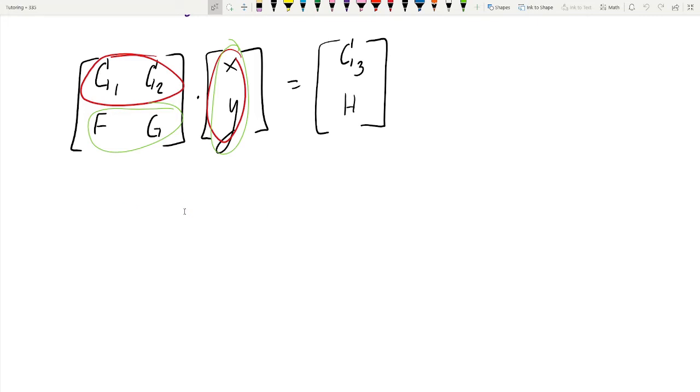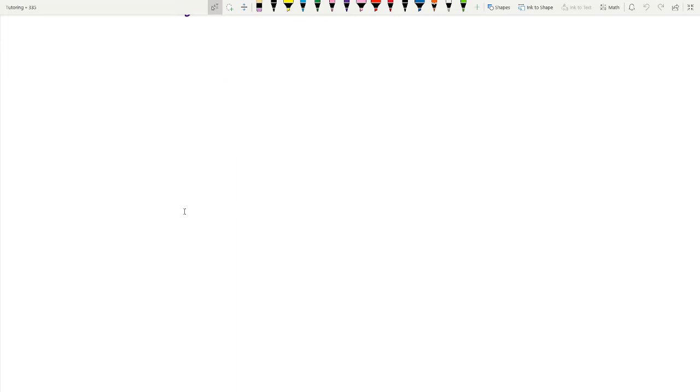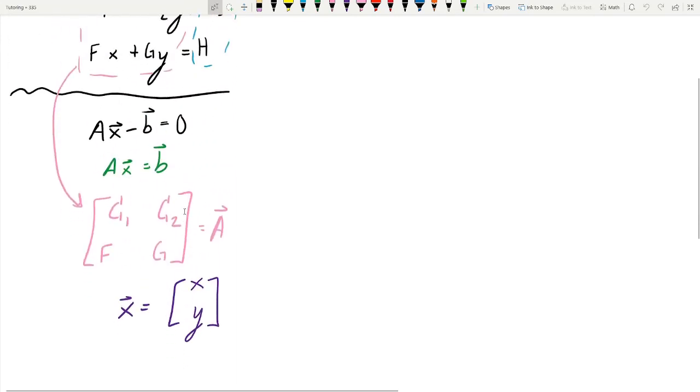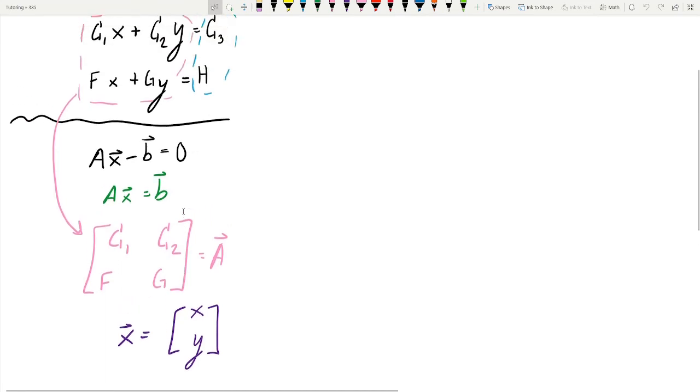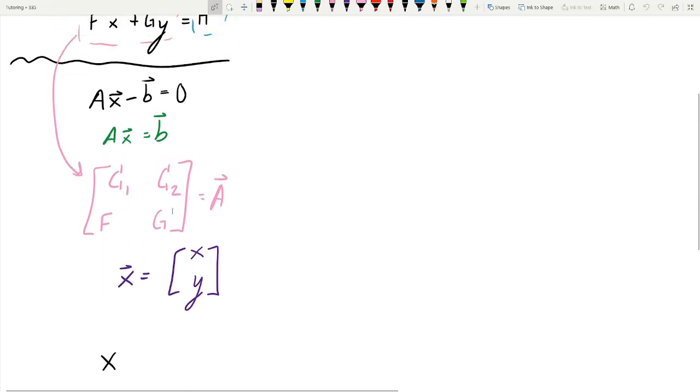So I'm going to erase all this, except for what we know down here. So we know what all these are. So how are we going to figure out what x and y are equal to from this? Well, it's pretty simple. You can't divide by a matrix, but you can invert it. So we're going to rewrite this in the form of x is equal to A to the negative first times b.